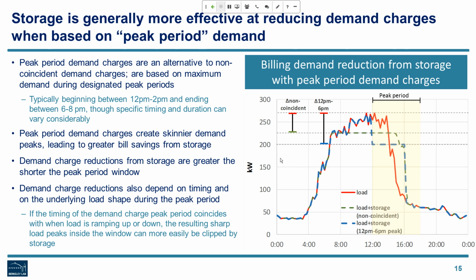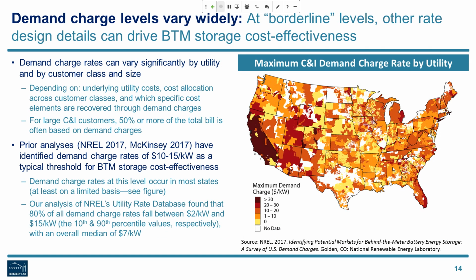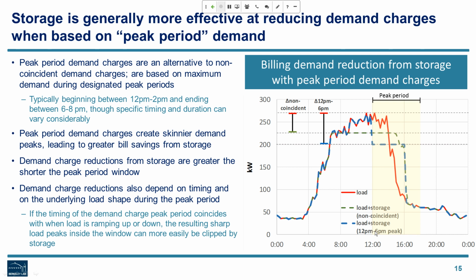What these peak periods do is effectively create a skinnier demand peak, which makes it easier for storage to reduce the billing demand. In the figure here on the right, we see an example load during a 1-day period, shown in the red curve. If storage is dispatched to reduce a non-coincident demand charge, shown in the green line, it can only reduce the demand by this much, right?